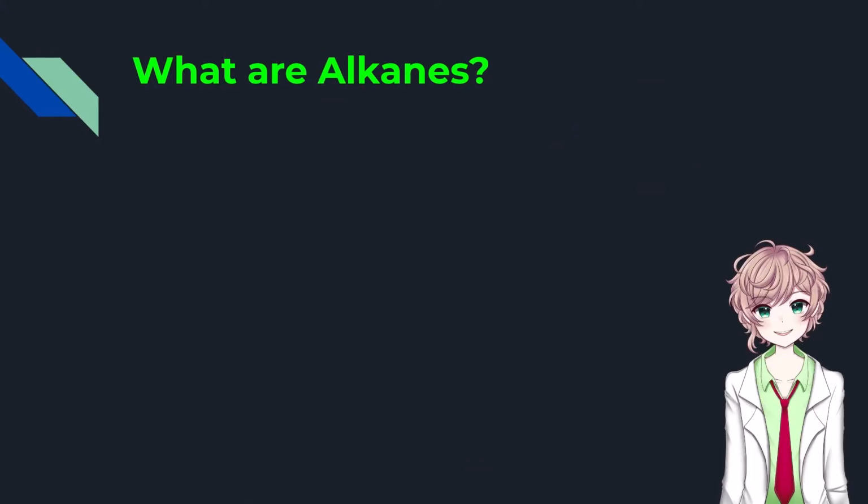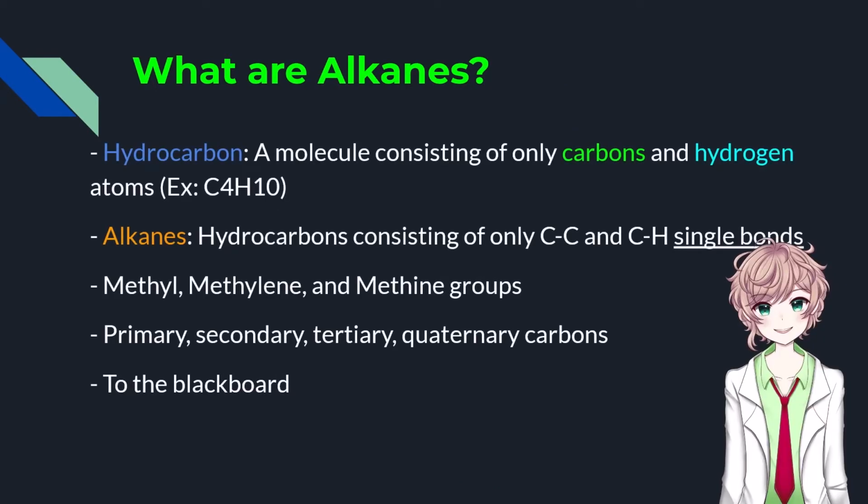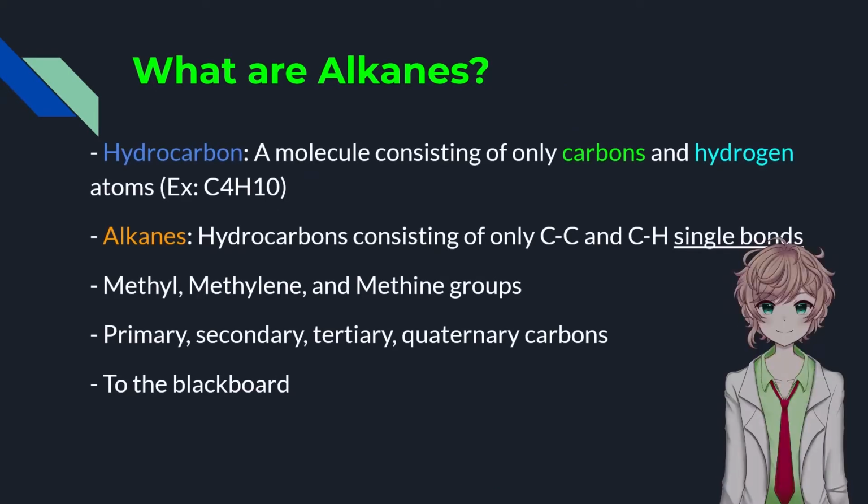So what are alkanes? First, let's talk about what a hydrocarbon is. A hydrocarbon is a molecule consisting of only carbon and hydrogen atoms. For example, C4H10. In this molecule, you can see there's only carbon atoms and only hydrogen atoms. An alkane is a hydrocarbon consisting of only carbon-carbon and carbon-hydrogen bonds, and these bonds must be single bonds.